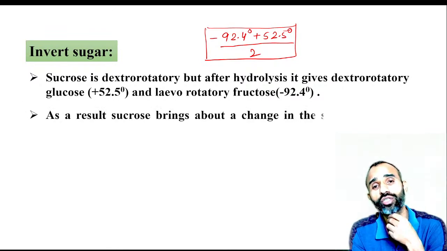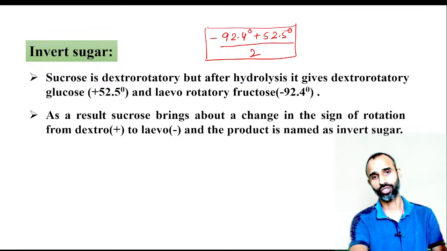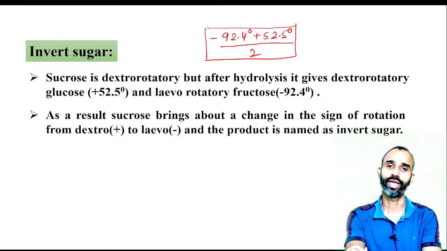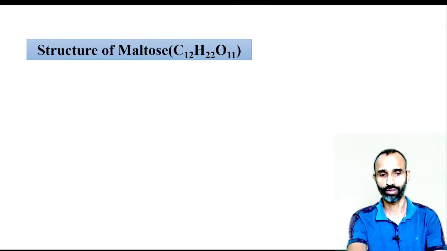As a result, sucrose hydrolysis brings about a change in the sign of rotation from dextro to levo, and that's why the product is known as invert sugar.